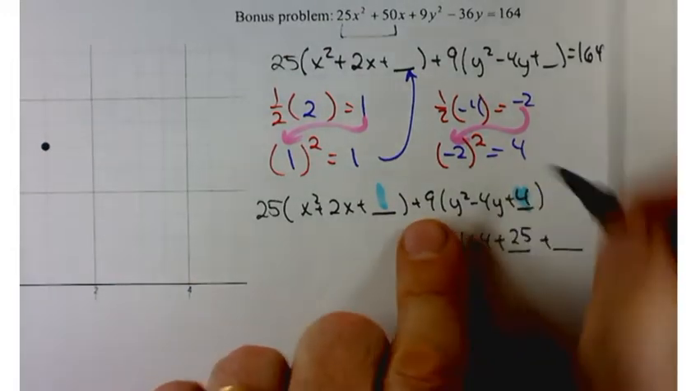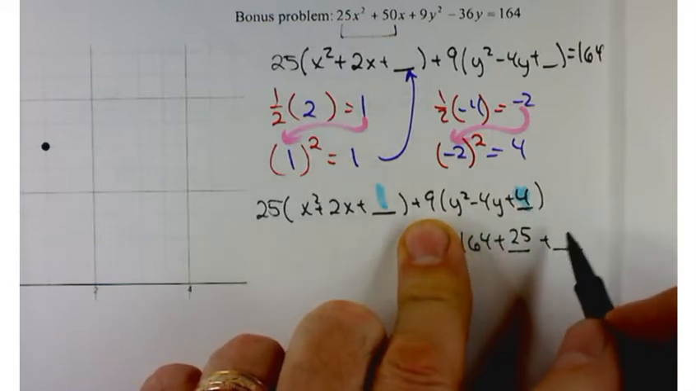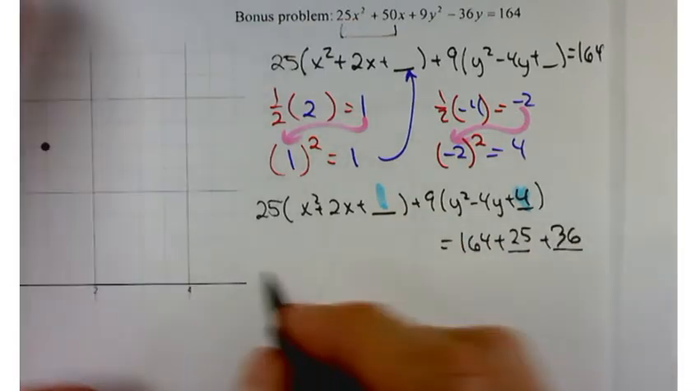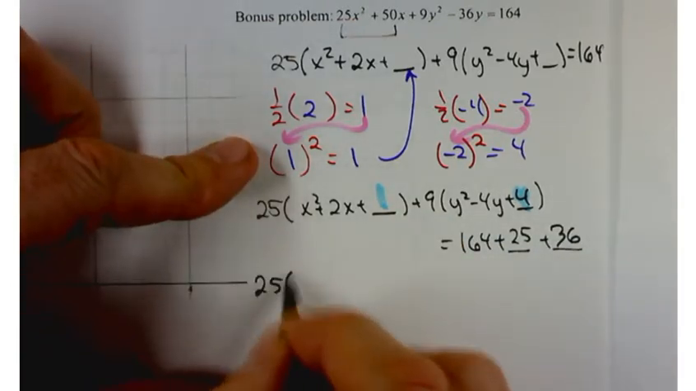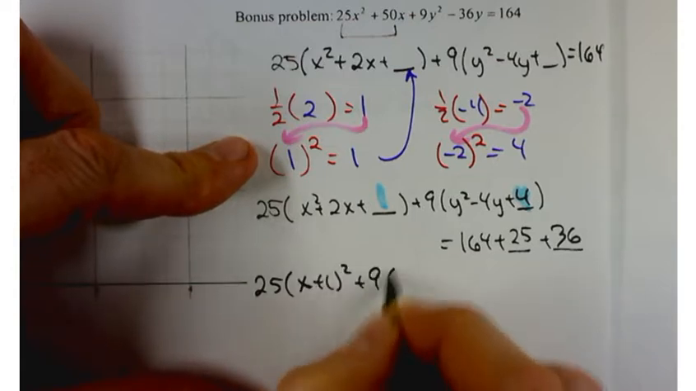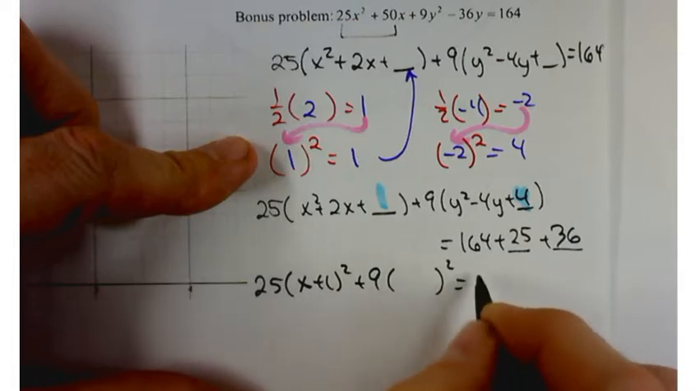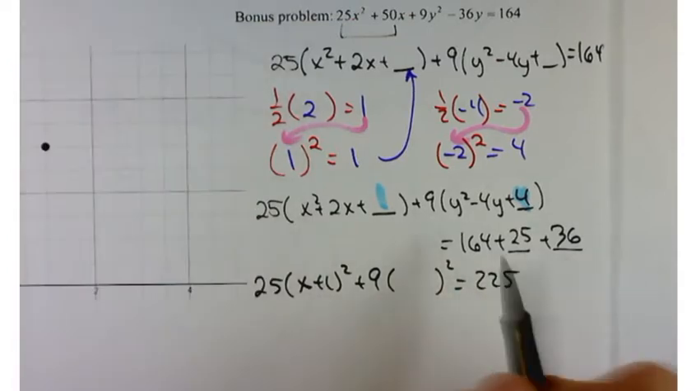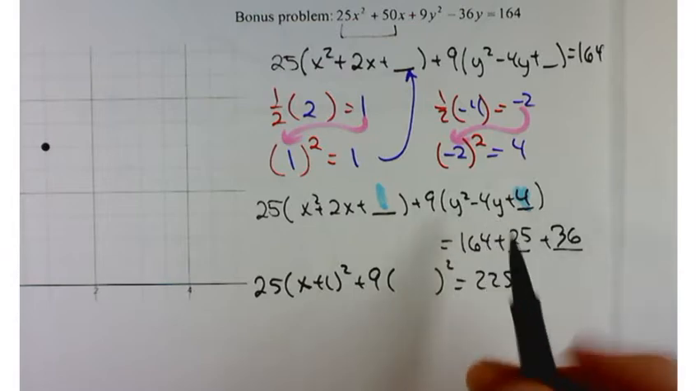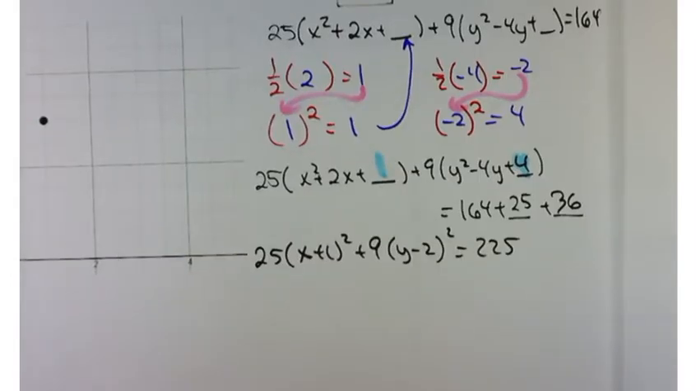How about over here? When I put the 4 here, what do I need to put here to keep the right-hand side in balance? 36. So this becomes 25 times x plus 1 squared plus 9. How does this factor now? Yeah, y minus 2 squared. Okay, getting closer.